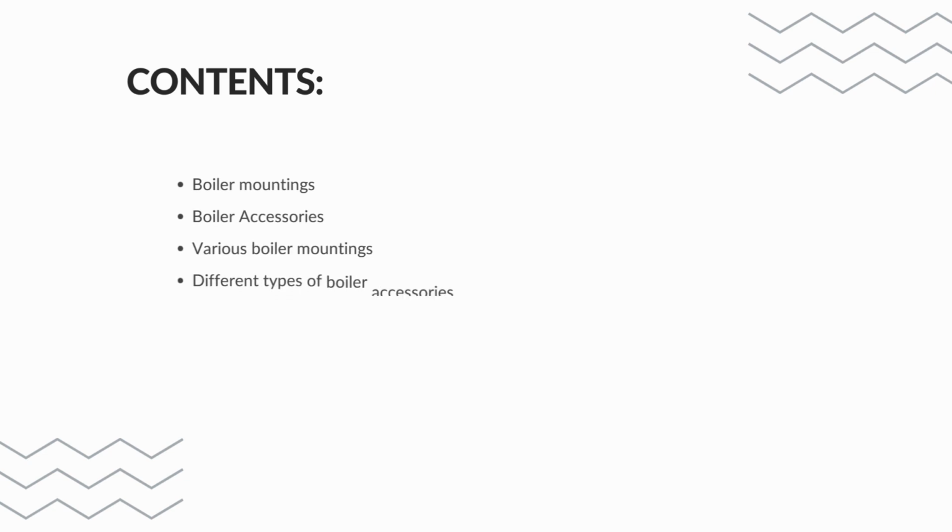Before we begin, let us recall the last lecture. In the last lecture, we discussed the boiler and its function, the working principles of a boiler and its applications, classifications of boilers, and a comparison between water tube and fire tube boilers. Now, in this lecture, we will cover the following topics: boiler mountings, boiler accessories, various boiler mountings, different types of boiler accessories, and the difference between boiler mountings and accessories.